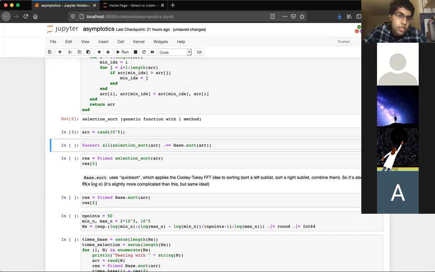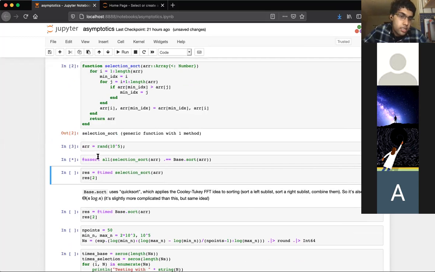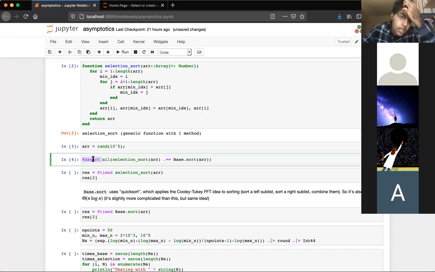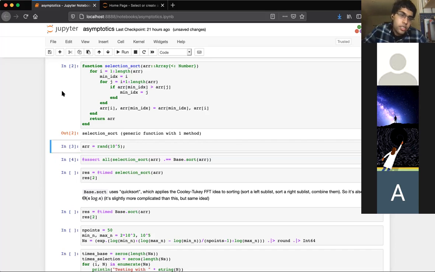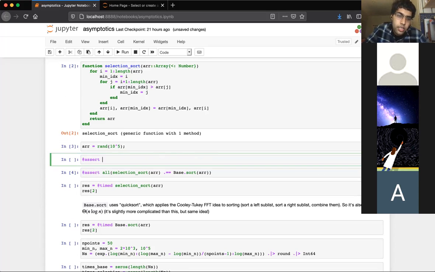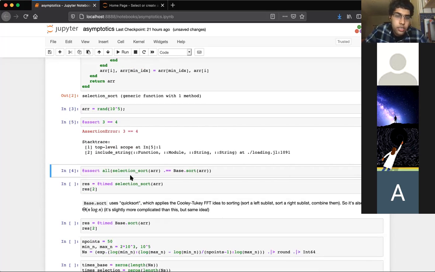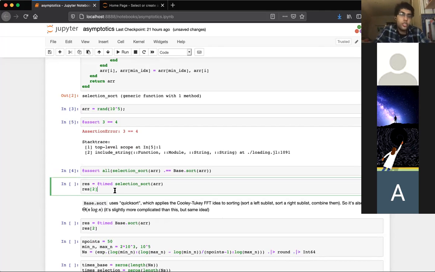I'm going to make a random array, and I'm going to make sure that I got this implementation right. This is how you do assertions. You can do something very similar in Python that you've probably seen in homework checking. If this is true, it's not going to do anything. But if I assert 3 is 4, then it's going to throw an assertion error. So if no errors are passed, then you're good. So I've shown that this does the right thing, at least that it matches what I expect from the base function. Now let's time it using this timed macro from Julia.